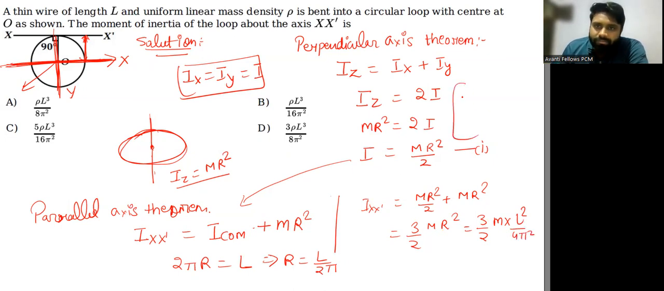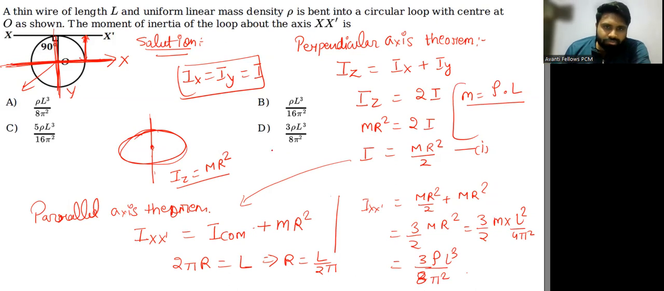Now the mass here, we can put as rho, which is the linear mass density, into length. Linear mass density is always equal to mass per unit length. So put the value. We will have 3 by 2 times rho, you put the rho L, which will become L cube here, rho L cube into 8 pi square. So 3 rho L cube divided by 8 pi square is the correct option.